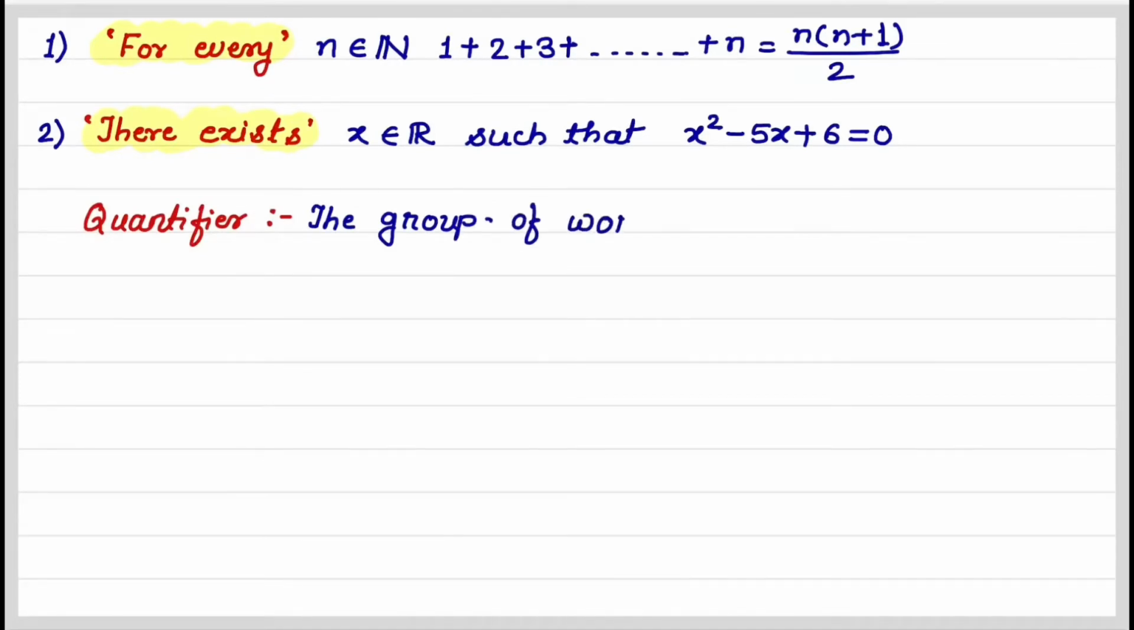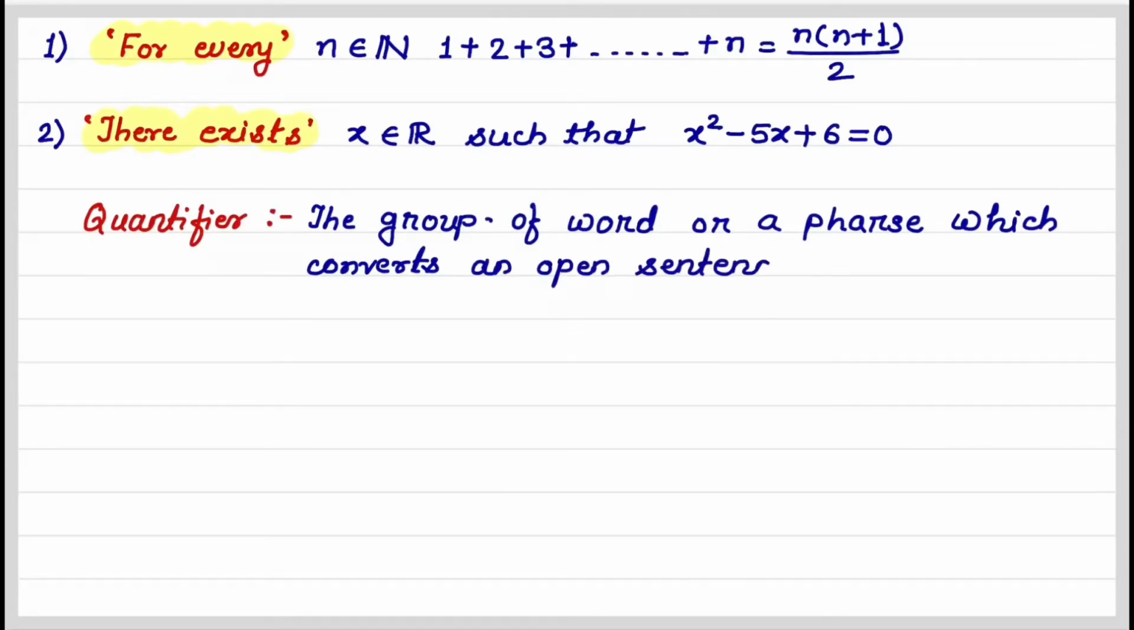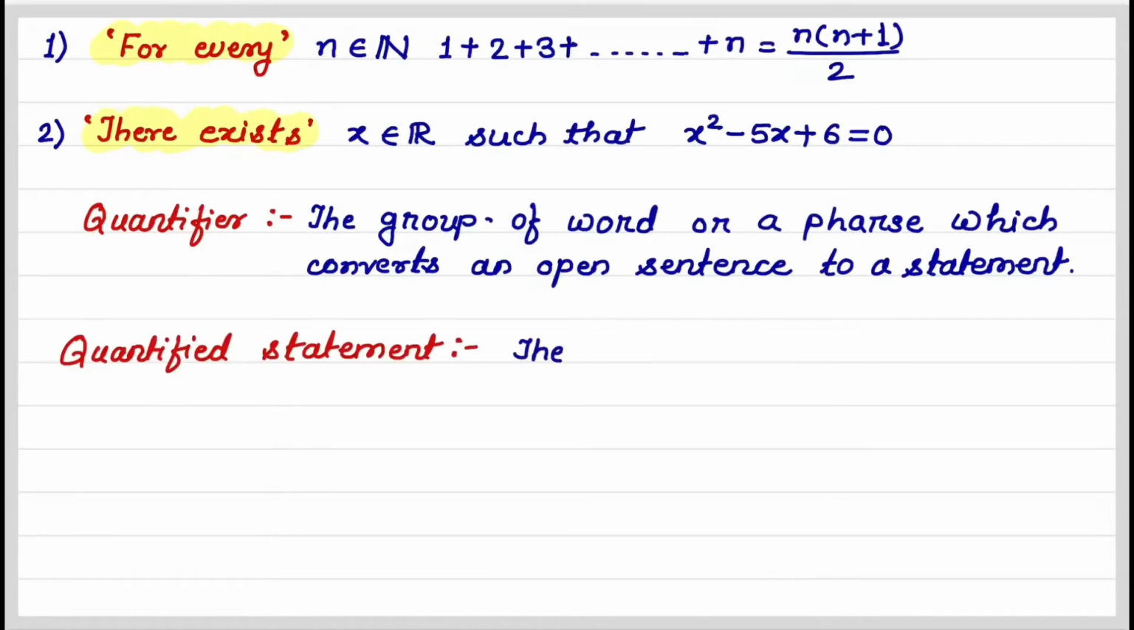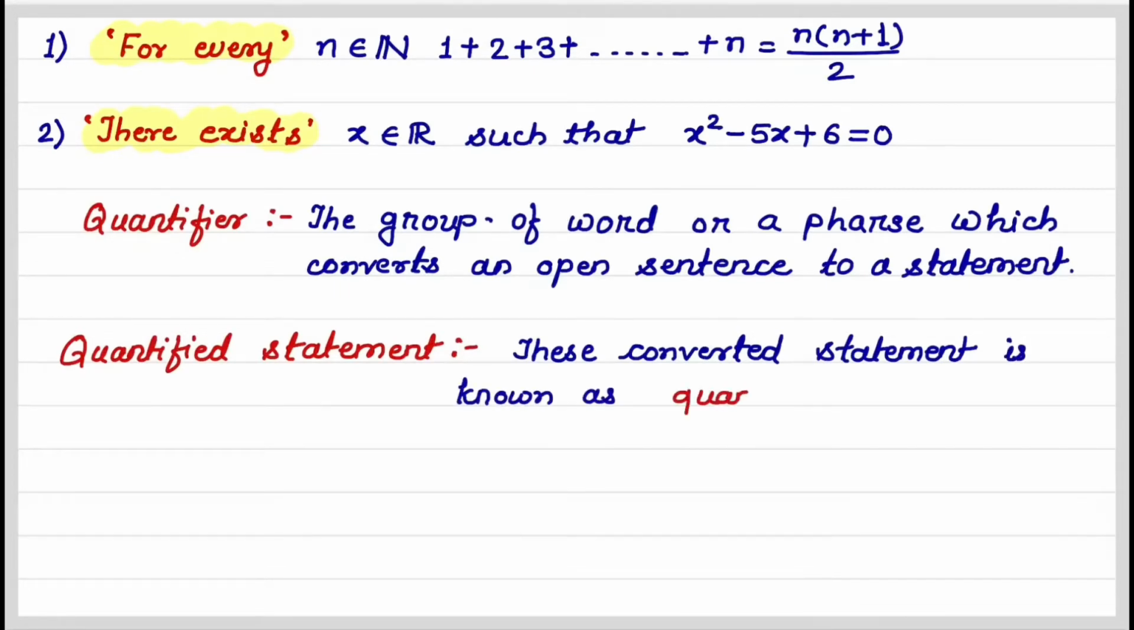Quantifier means the group of words or a phrase which converts an open sentence into a statement. Here for every and there exist are two quantifiers. The open sentence which is converted into a statement is known as a quantified statement. The sentence with the quantifier is a quantified statement. In the above example, we have used for every and there exist, so these are quantified statements.